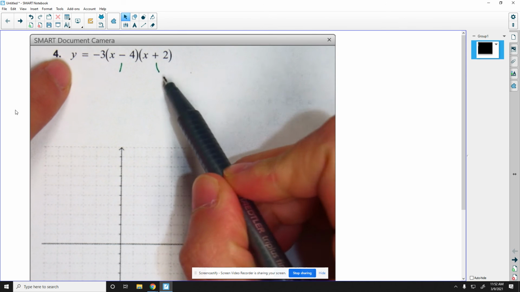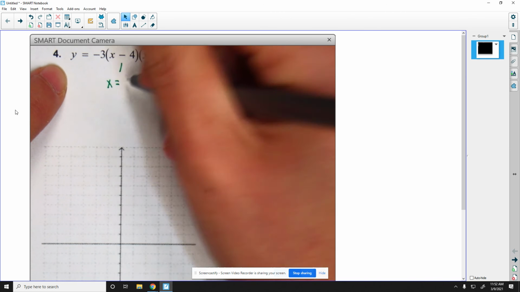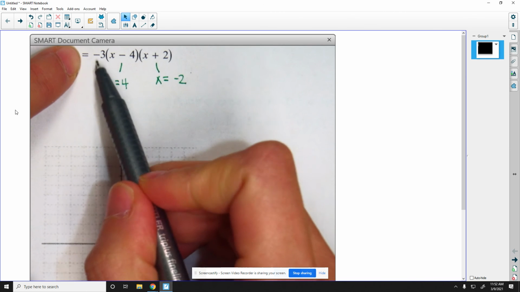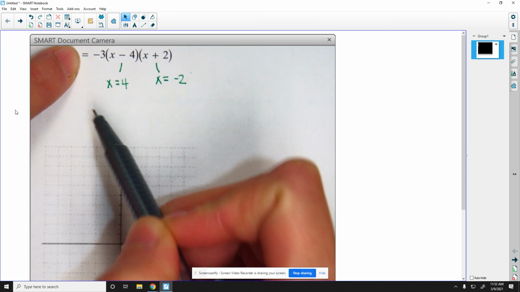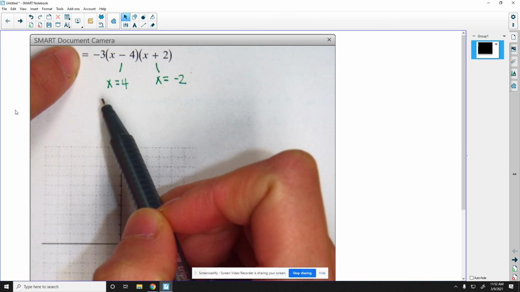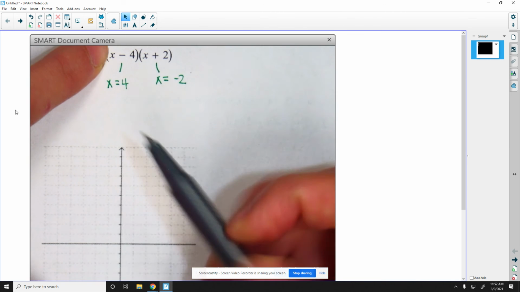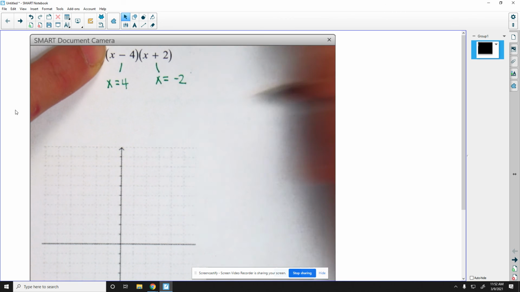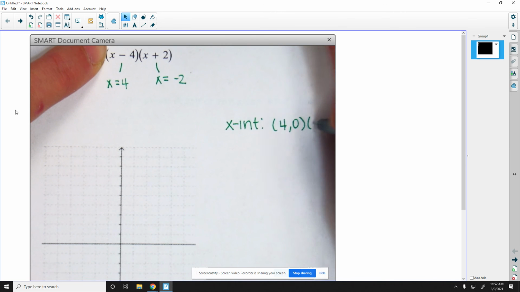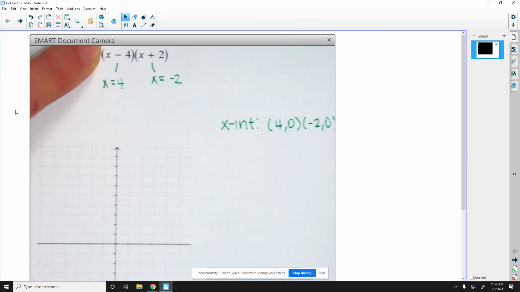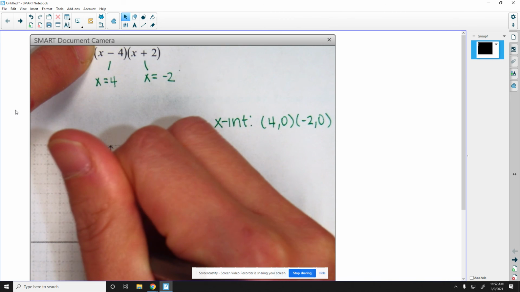Somebody online, what are my zeros? X equals what? X equals what? X equals 4 and x equals -2. Okay. Should I set this -3 equal to 0 and write x equals -3 or x equals 0 or something? What do we think? No, because there's no x here. So there's no solving for x. Okay. So my x-intercepts for this problem would be (4, 0) and (-2, 0). Those are my x-intercepts. So let's plot those. (4, 0), (-2, 0).